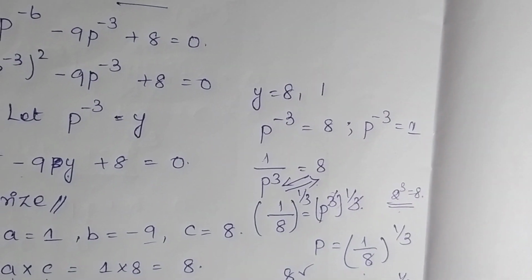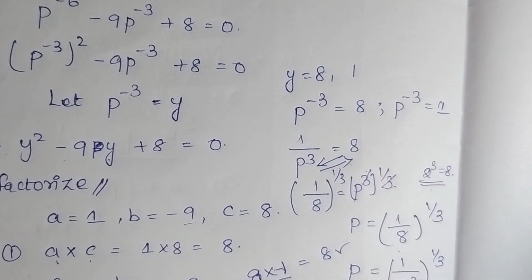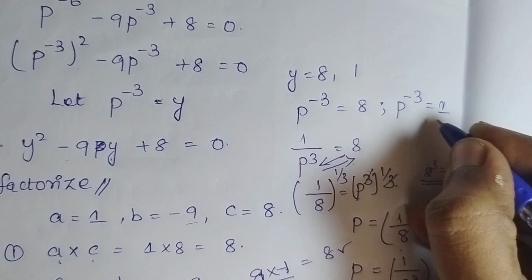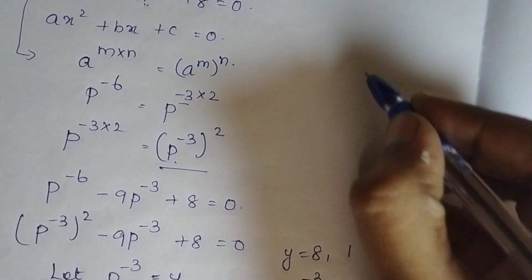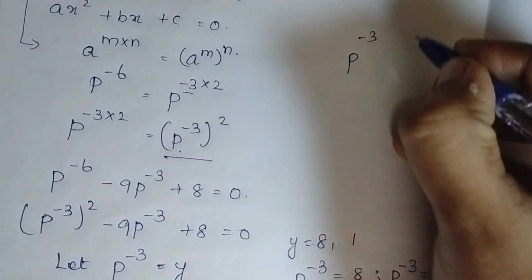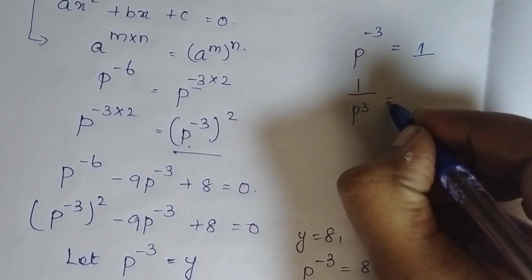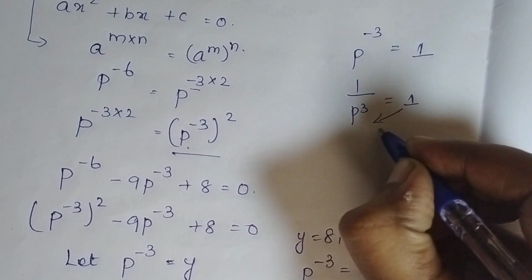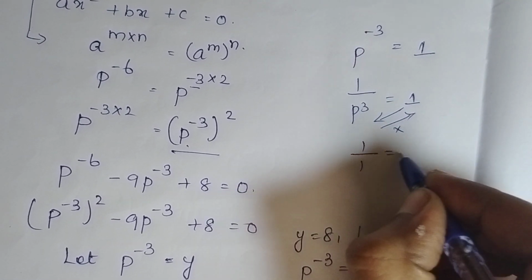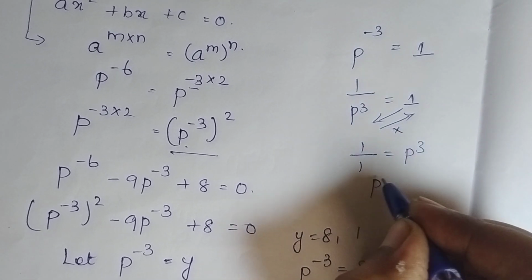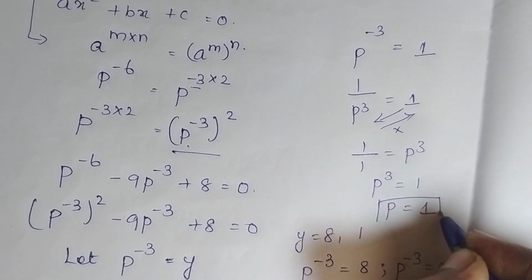Now I am going to find the second value of P. So 1 power anything is equal to 1, we know already. Similarly perform the same here. P power minus 3 is equal to 1. Then 1 divided by P cube is equal to 1, same as we said before. So cross multiplication. Therefore 1 by 1 is equal to P cube. Therefore P cube is equal to 1. Then P is equal to 1.